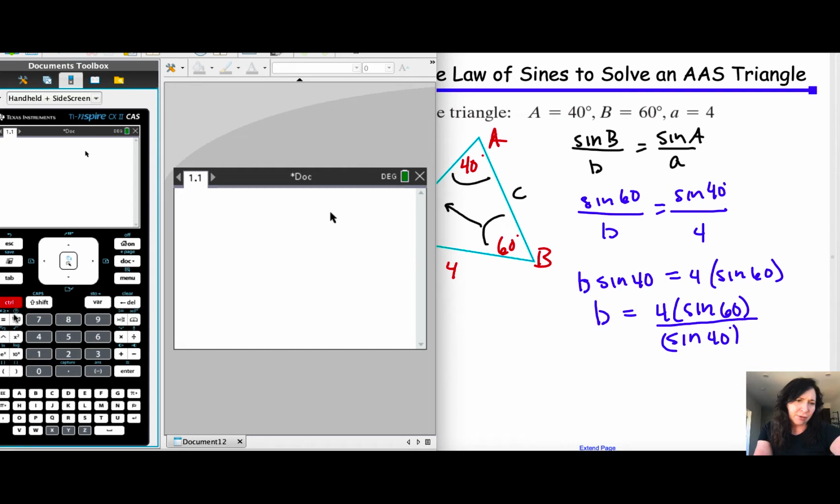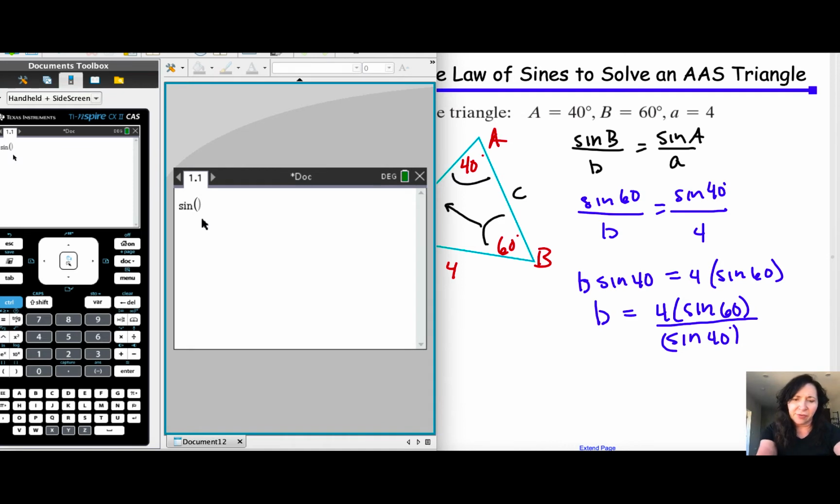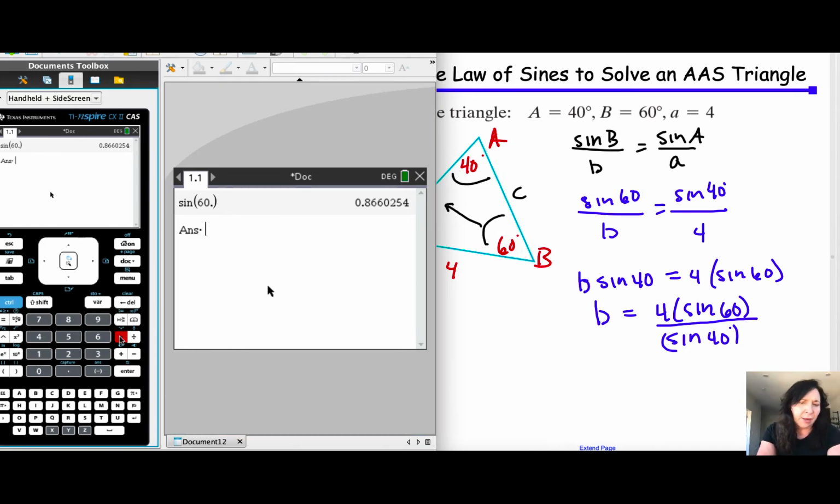Very strange that this isn't working. Okay, I'm going to try this again. Here we go. Sine of 60. So I'm going to go sine of 60 point and hit enter. By using the point right there, it ensures that it's going to be a decimal. So sine of 60, I'm going to multiply then by 4. I'm going to enter again.